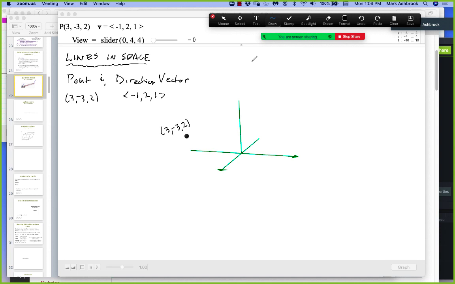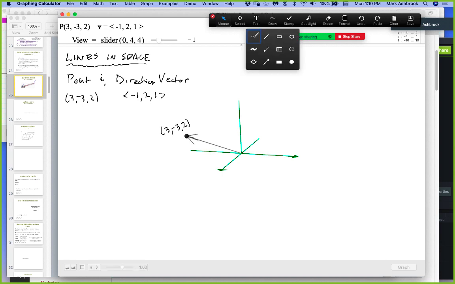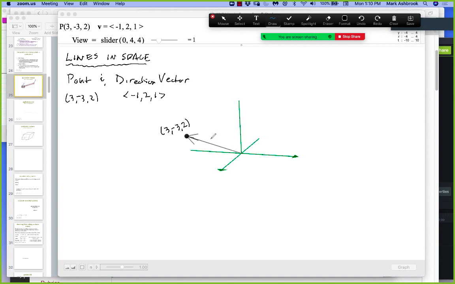Okay, so the first thing I'm going to do is turn this point into a vector in standard position. What are the components of that vector if it's in standard position and its tip is at (3, -3, 2)? The same as the point values, right. So the vector is the same as the coordinates of the point if it's in standard position. Okay, so I'm going to start with that. And then I'm going to take my direction vector and put its tail at that point.